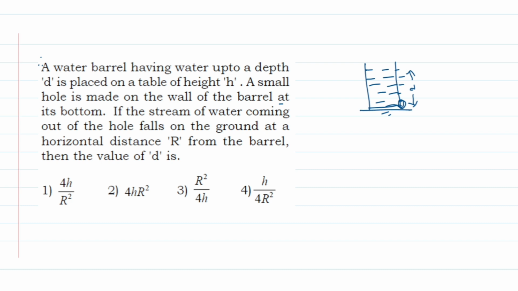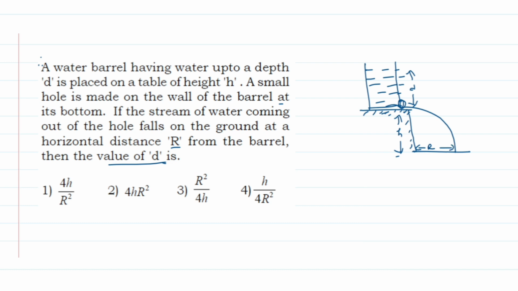If the stream of water coming out of the hole falls on the ground at a horizontal distance R from the barrel, then they are asking the value of D. Here it is going to come outside like this. The height of the table we take as h. So here this is a table, which is at height h. Then this is the range of the fluid we will be getting.